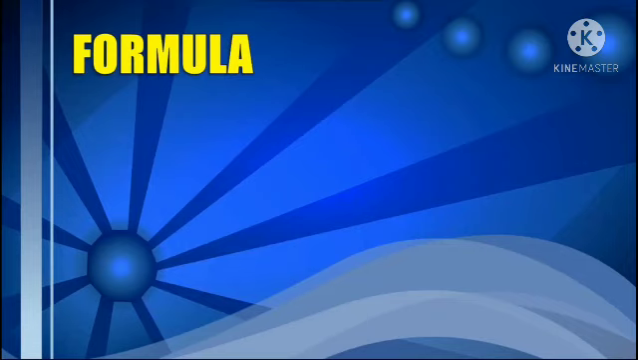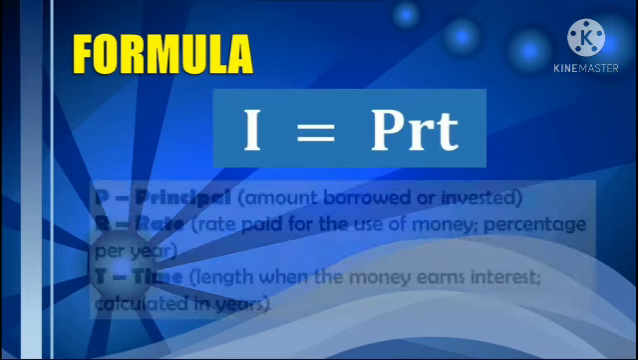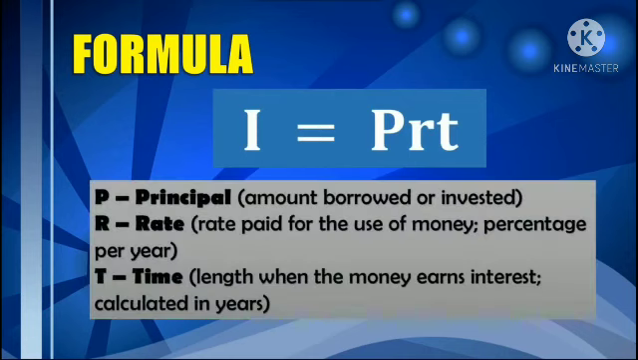So to compute for the simple interest, we need to recall the formula I is equal to P times R times T, where P stands for the principal. It is the amount borrowed or invested. R refers to the rate. It is the rate for the use of money or percentage per year. T stands for the time. It is the length of time when money earns interest and is calculated in years.